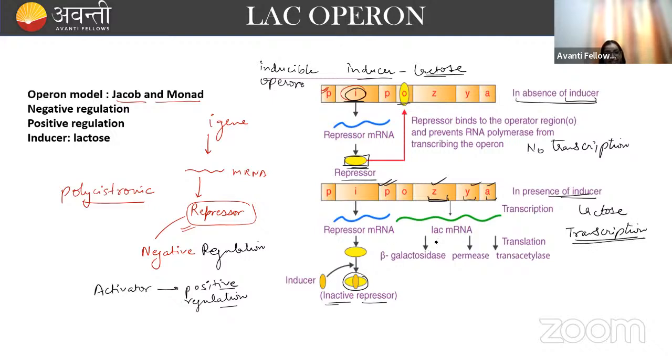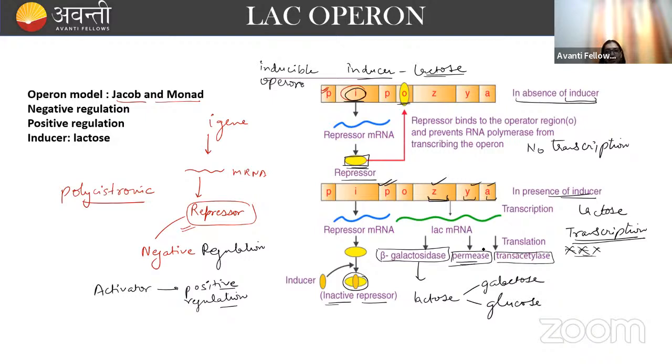Z codes for beta-galactosidase. Y codes for permease enzyme. A codes for trans-acetylase. Remember which structural gene codes for which enzyme. It's very important; many times this question came in NEET. Z codes for beta-galactosidase. This enzyme acts on lactose and breaks the lactose into galactose and glucose.